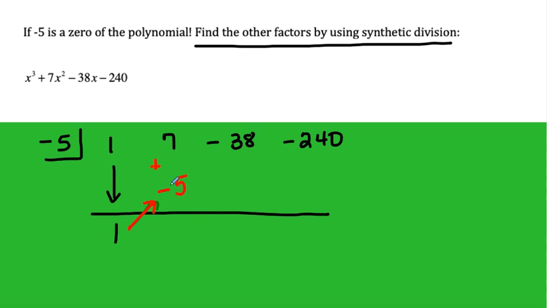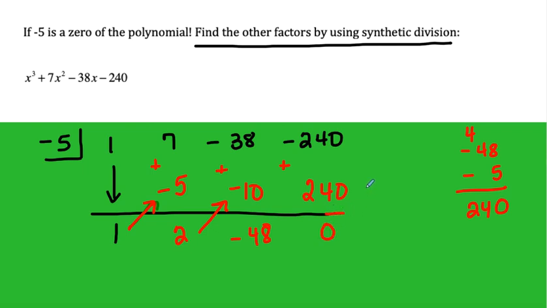I'm going to add down. That's going to give me 2. I'm going to do -5 times 2. That's going to give me -10. I'm going to add down. That's going to give me -48. I'm going to do -48 times -5. That's going to give me 8 times 5 is 40, and so that's going to give me 240. So positive 240. I'm going to add down and I'm going to get a remainder of 0.